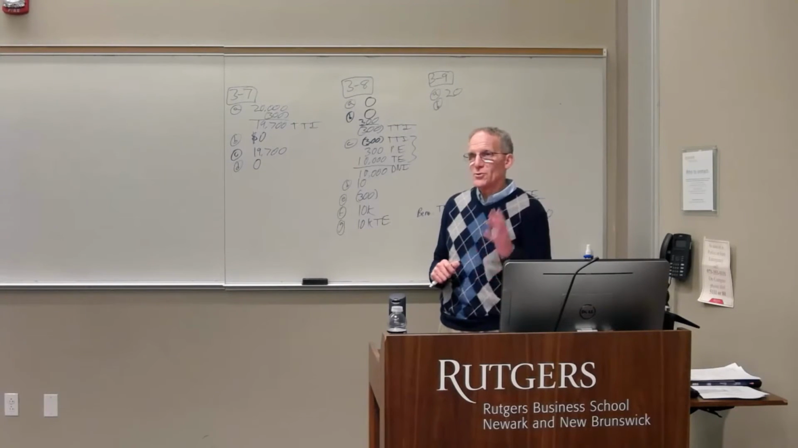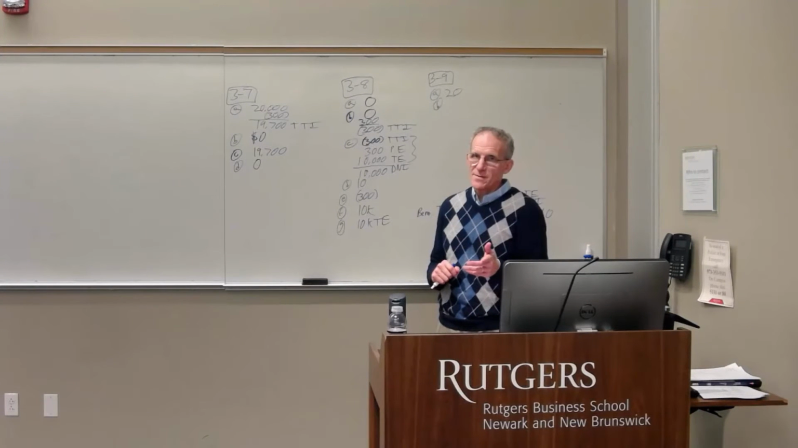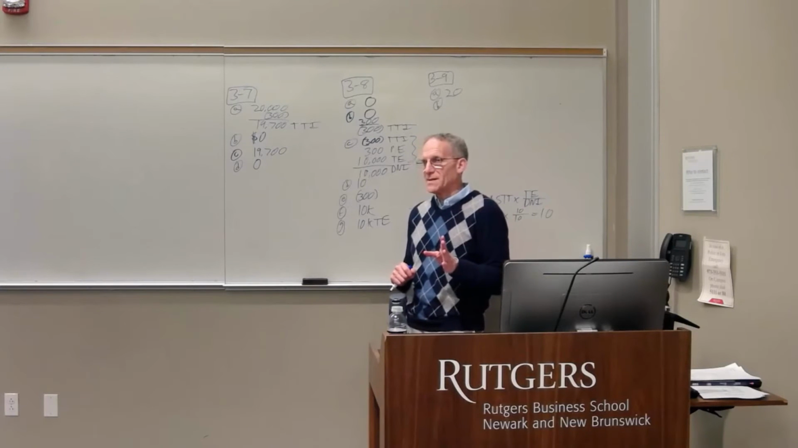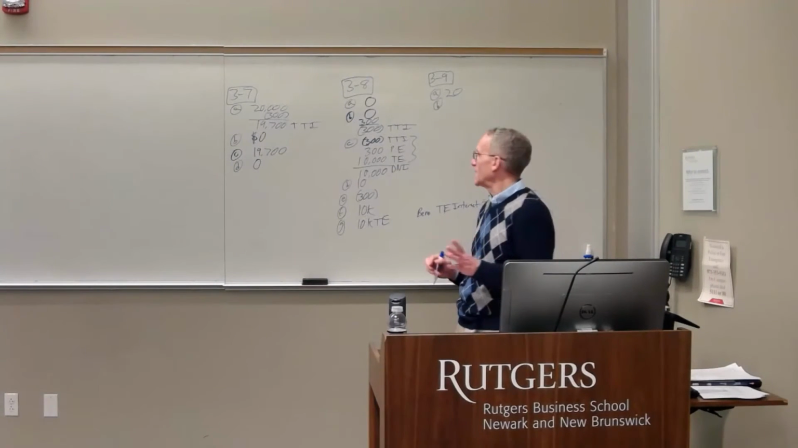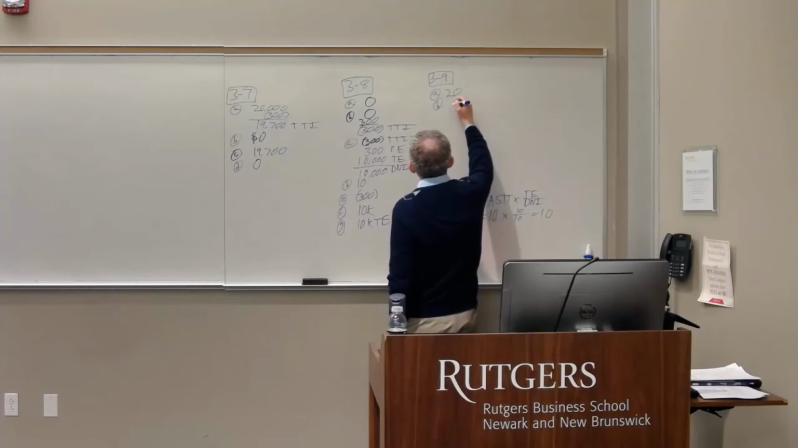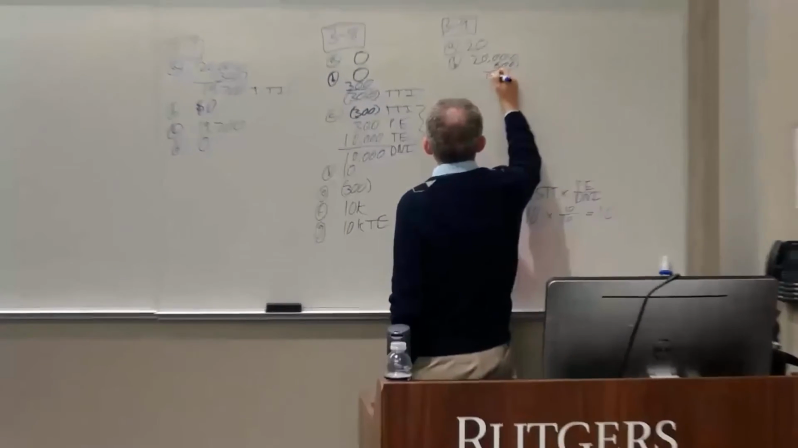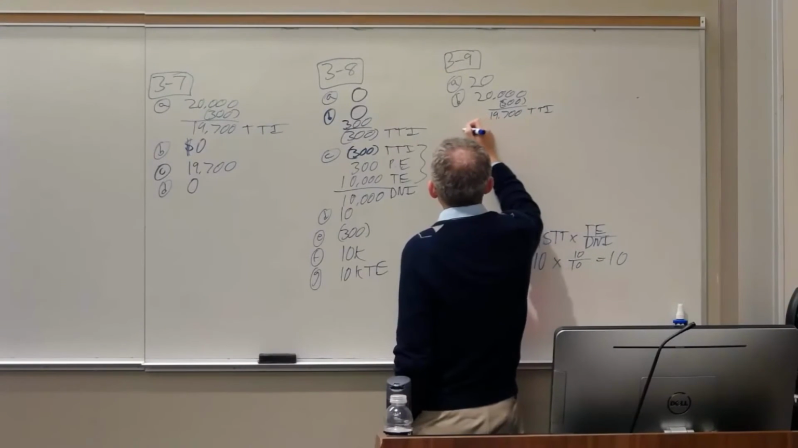19,700. So the difference is he included the tax exempt, right? And now you don't need to include the tax exempt. The tentative taxable income does not include the tax exempt. Okay? So here it would be 20,000 less 300 would be 19,700 tentative taxable income.